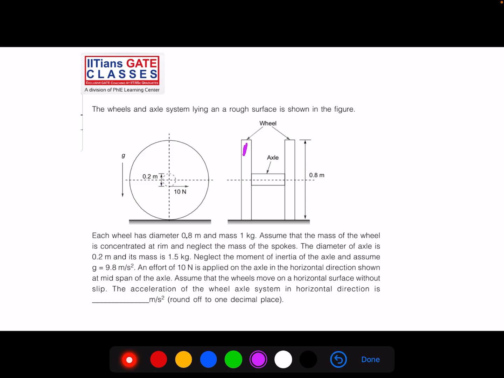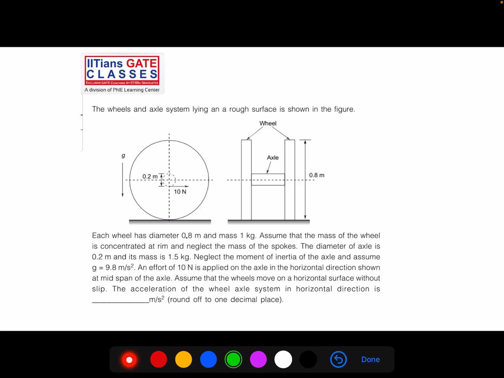There are two wheels, this is a wheel, this is a wheel, and there is an axle, this is an axle, right? Both the wheels have a mass of 1 kg. Assume that the mass of the wheel is concentrated at the rim and neglect the mass of the spoke. So the mass of the wheel is to be assumed as if it is at the rim.